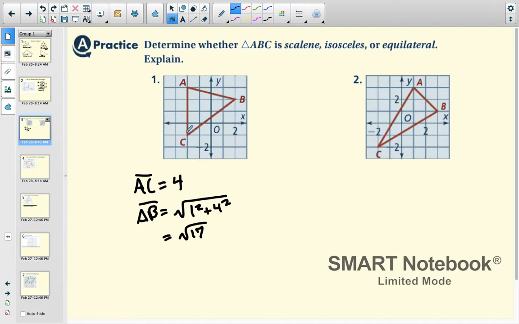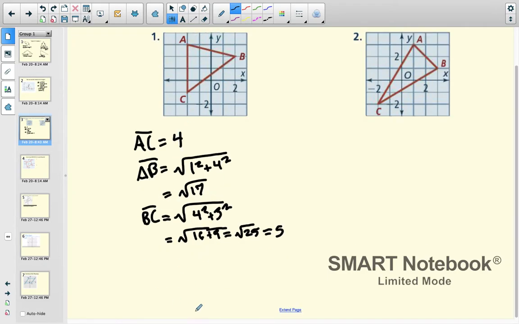And then you can clearly see that BC would be different as well, because it's 1, 2, 3, 4, and then it goes up 1, 2, 3. So you would have 4 squared plus 3 squared, which is 16 plus 9, giving the square root of 25, which is also 5. But all three, no sides are equal. They're all different lengths, so this is going to be scalene. No sides equal.